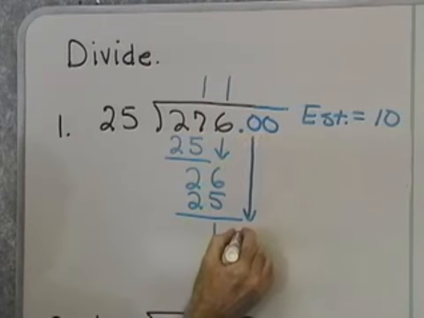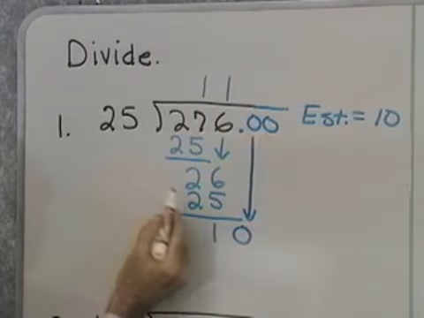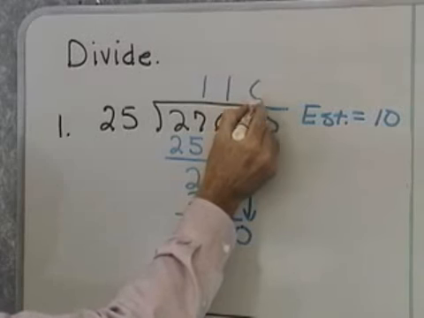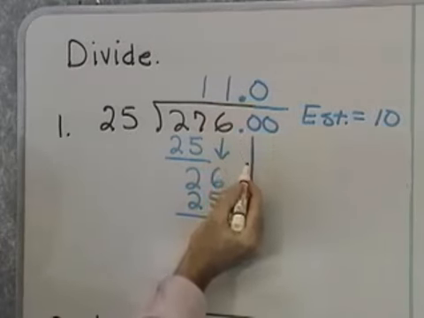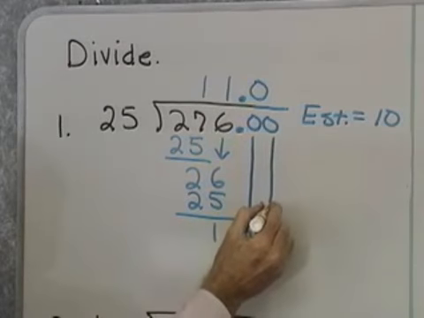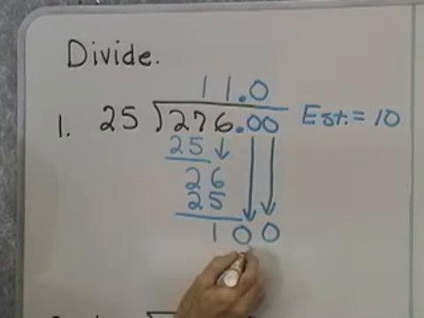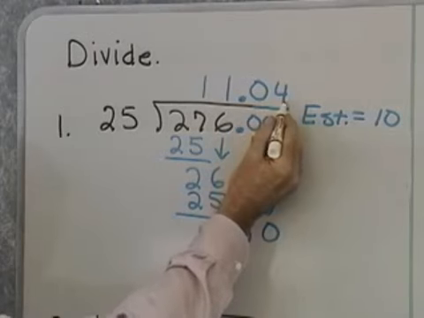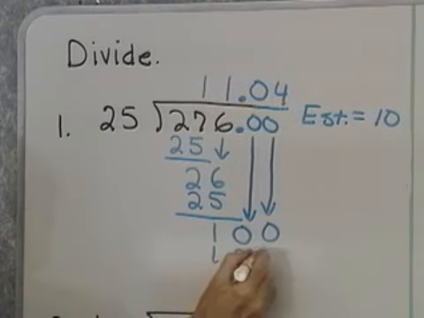So I'll bring down this 0 and say 25 goes into 10 0 times. Now that decimal point in the answer is going to go directly above the decimal point in the problem. Bring down the next 0. 25 divides into 100 4 times. I multiply 4 times 25. I get 100. Subtract and get 0.